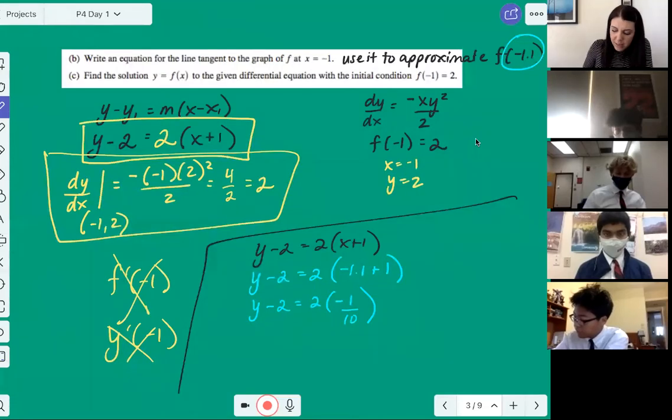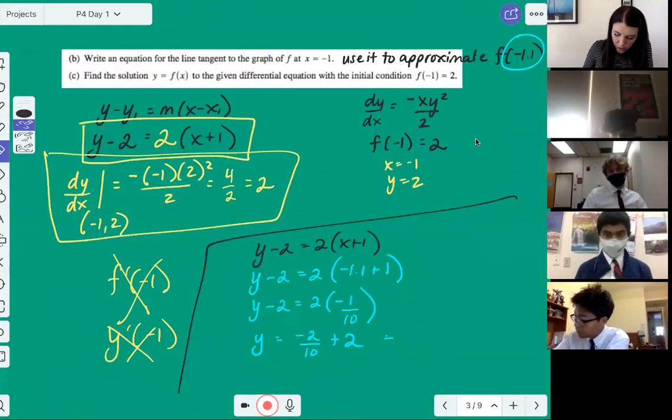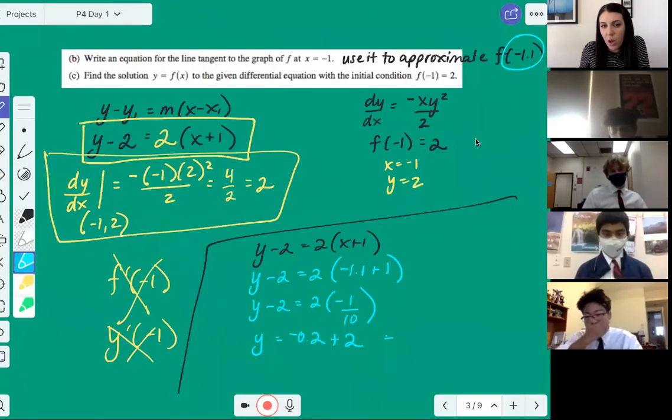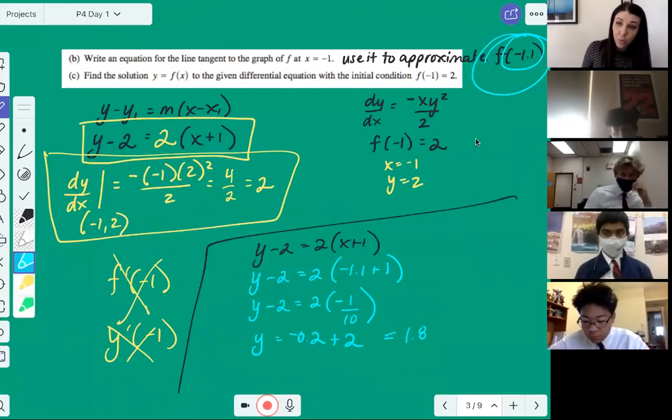Okay. At this point, we would get y is equal to -2/10 plus 2, which is the same as, if you were using decimals, -0.2 plus 2, or the same as 1.8. So we used that line to approximate another value. Now, the way that you need to write your final answer here is you need to write it given what they're asking. So they asked us to approximate f of -1.1. Your final answer would be f of -1.1 is approximately equal to 1.8.